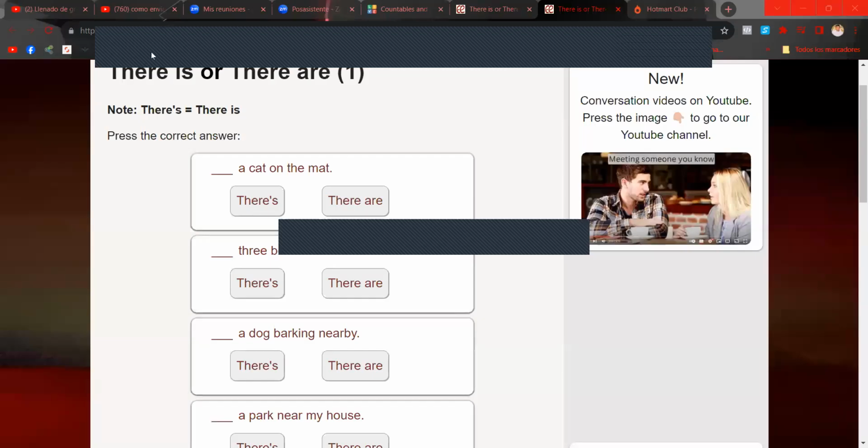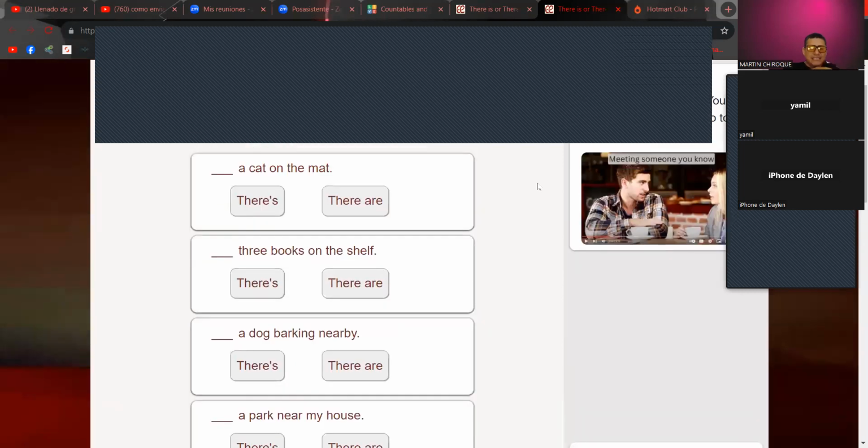Bien, voy a compartir la plataforma. Un momentito para poner aquí la plataforma. Vamos a ver cómo quedaría este ejercicio muy peculiar. Por ejemplo, tenemos aquí un punto muy importante. Cualquiera de lo que está aquí presente puede decirme la alternativa.